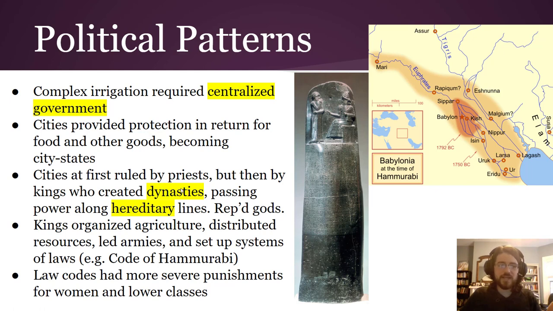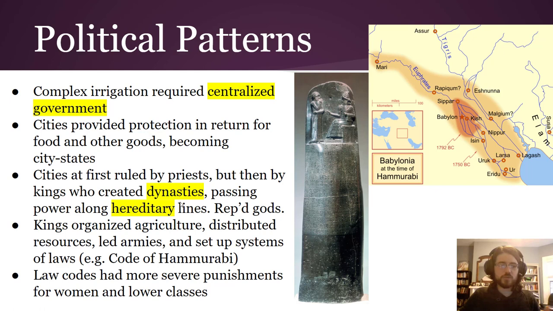But the kings created these dynasties, meaning their families ruled down the line, and they passed power along hereditary lines, meaning it went from father to son to son to son to son. And the kings of this region represented the gods, but they were not themselves thought of as gods. They were just kind of repping the gods.